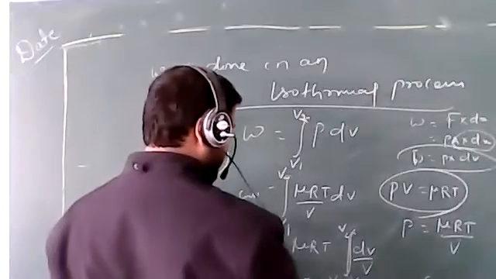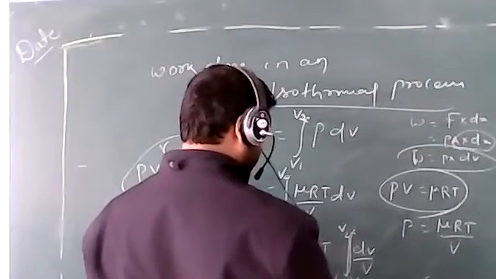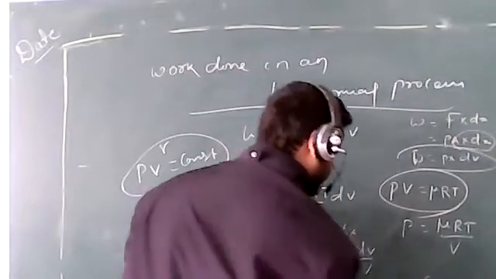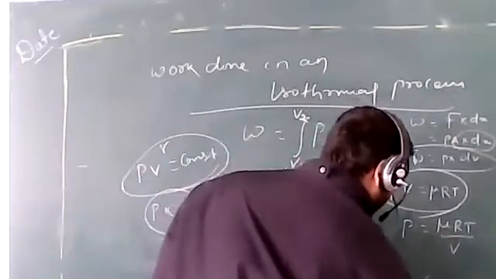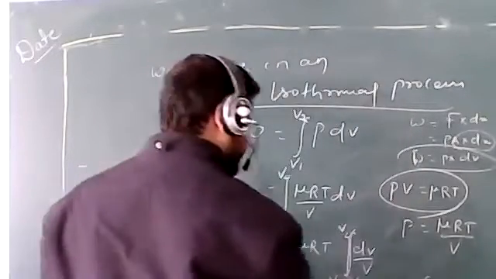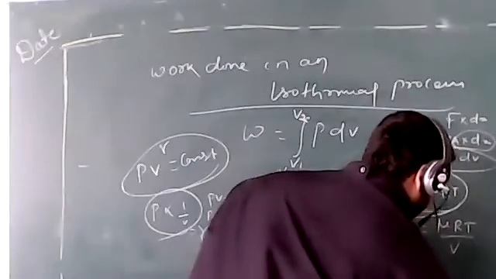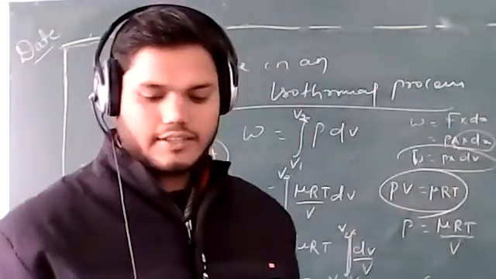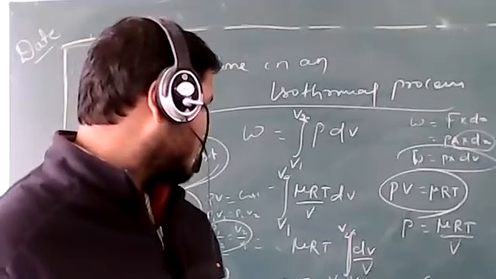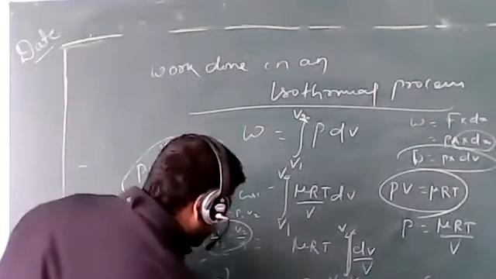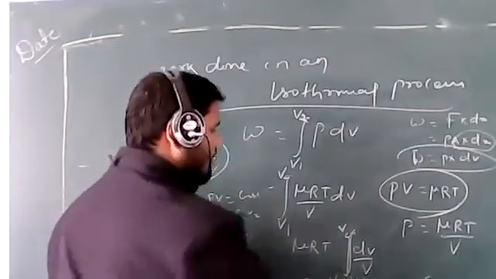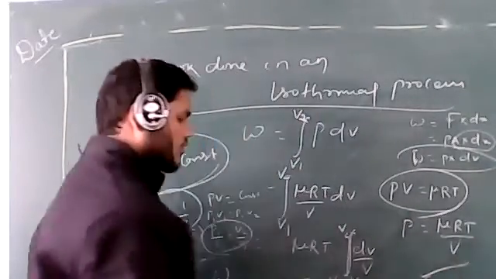So in place of ln V2 by V1, we can also write μRT ln P1 by P2. ln and log_e both are the same. So μRT log_e of P1 divided by P2 you can write, or also the negative of ln P2 by P1.